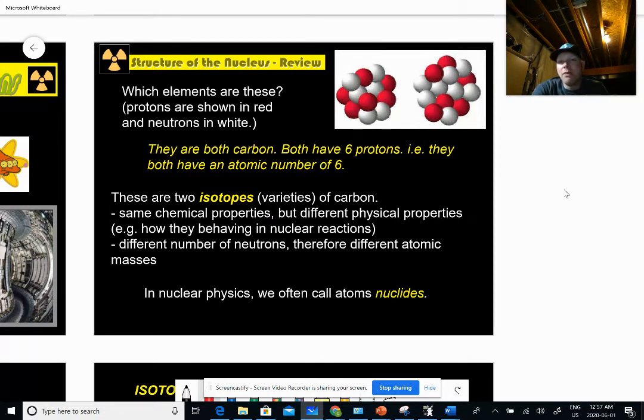A really good example of that is if we take hydrogen and we make hydrogen 2, okay, that's called deuterium. That is used in making something called heavy water. So if we make H2O out of deuterium, the water will have properties of being able to absorb more energy than regular water. Okay, so different properties for different isotopes. In nuclear physics, we call atoms nuclides.